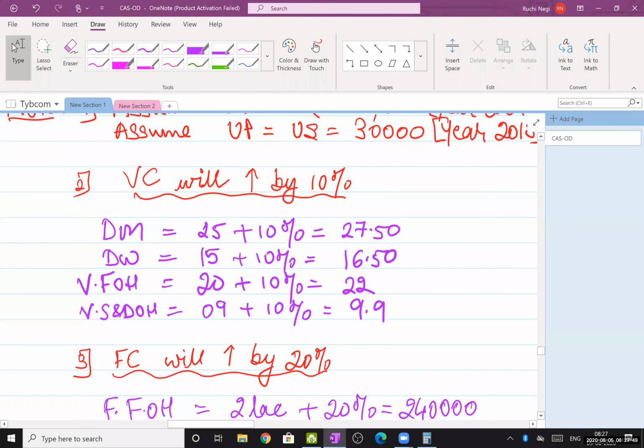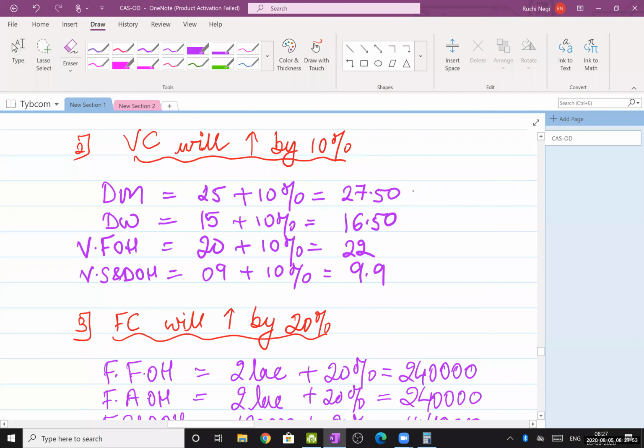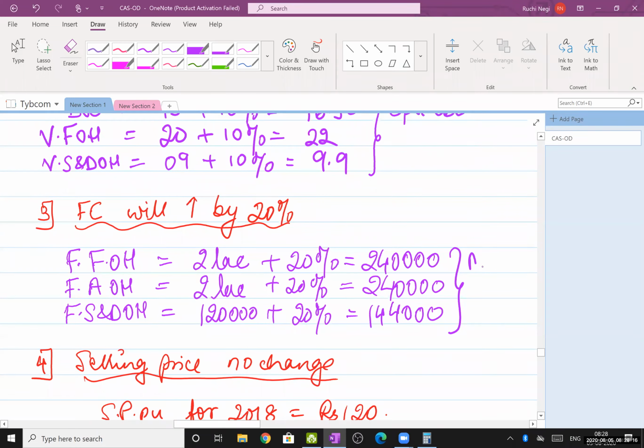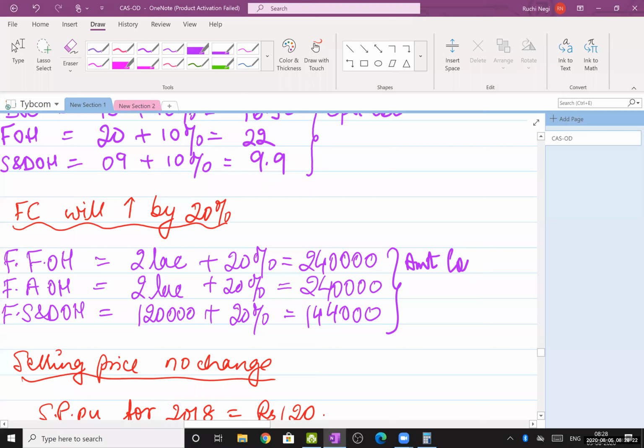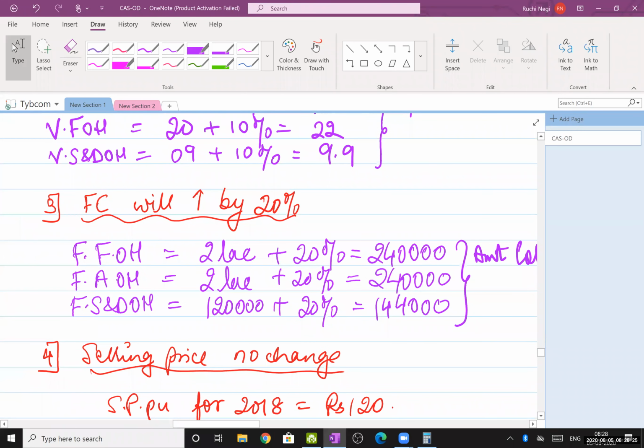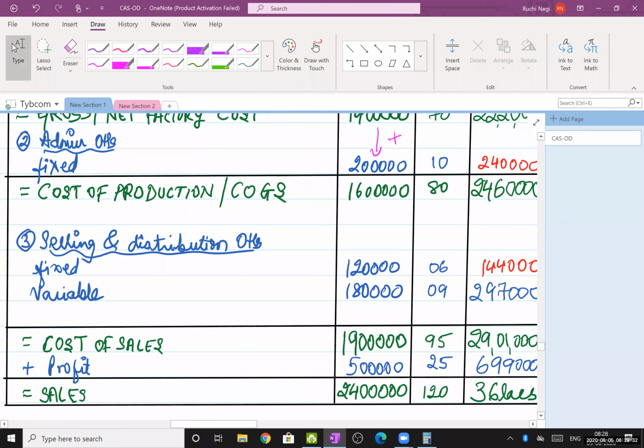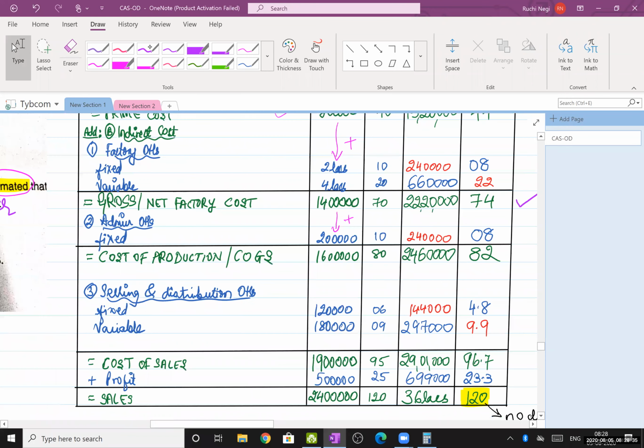Variable cost will increase by 10%. Yeah. So for variable cost, the per units were changing. The CPU column is changing. And for fixed cost, the amount column was changing. Okay. So next, fixed admin overheads. 2 lakh ka 20% increase. So 2 lakh 40,000. Okay. Yeah, see, I've written it in red. So this will change.